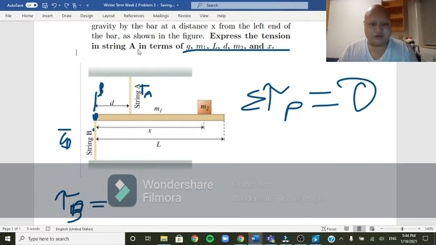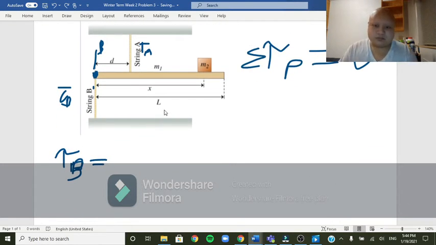So we have to find the tension of string A in terms of gravitational acceleration, mass 1, L, D, mass 2, and X. As you can see, the whole thing is in static equilibrium. So basically, nothing is moving. It's basically like some kind of modern art sculpture or something.